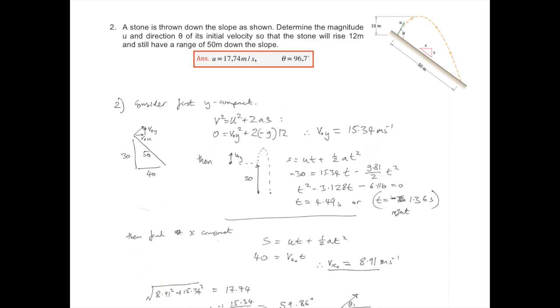Question 2. A stone is thrown down the slope as shown. Determine the magnitude u and the direction theta of its initial velocity so that it will rise 12 meters and still have a range of 50 meters down the slope. Now, the presence of the slope is confusing in this question.